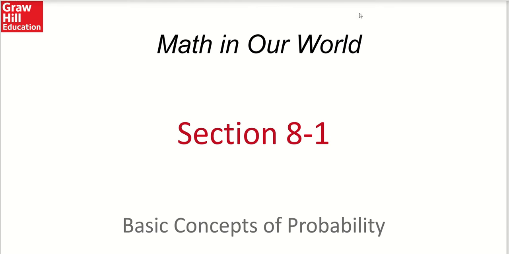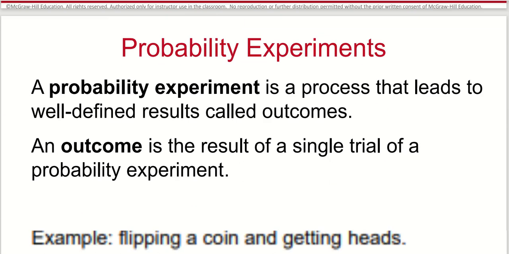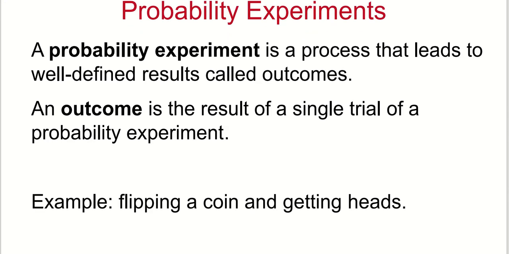In Chapter 8, we're going to switch gears and start to focus on the concept of probability. A probability experiment is a process that leads to well-defined results, which we refer to as outcomes. An outcome is the result of a single trial of a probability experiment. For example, we could look at the probability experiment of flipping a coin. One particular outcome associated to this experiment would be that of observing a heads on a single flip.